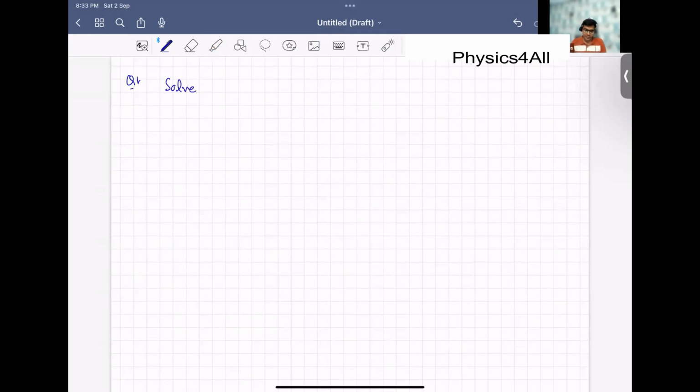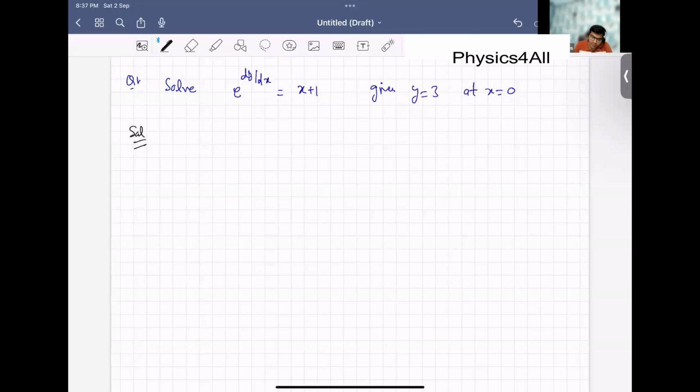Solve e to the power dy by dx is equal to x plus 1, given y is 3 at x equal to 0. So here the initial condition has been given to you, so you can fix that constant as well. You take the logarithm of this, so you get dy by dx is equal to ln of x plus 1. I separate out the dependence, so ln(x plus 1) dx. Now integrating, y of x is equal to the integration of ln(x plus 1) dx plus a constant of integration.